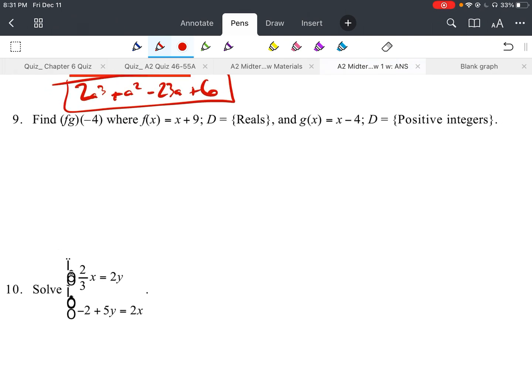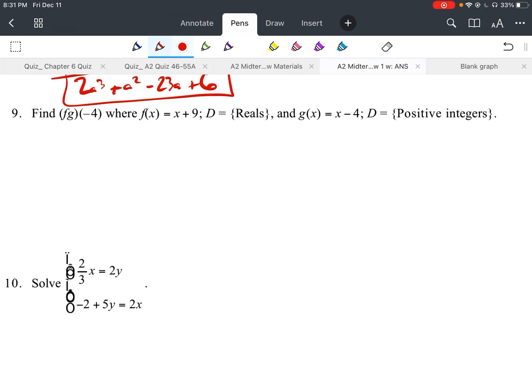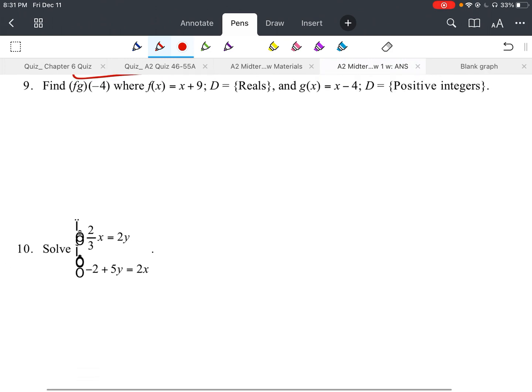Next up. We're talking about this one here. This is kind of interesting. It says, what's f times g? This is telling you with the two functions, you're going to multiply them. So plug in a -4 and then multiply the two things together.